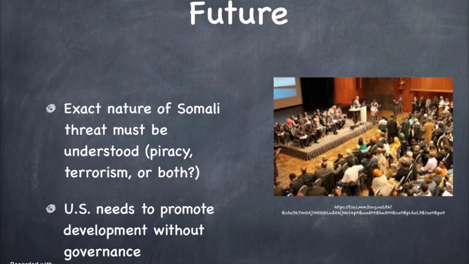To restore stability in Somalia, there needs to be a complete overhaul of U.S. foreign policy with regards to Somalia. The exact nature of the threat that Somalia poses to the United States' national security must be understood. For instance, piracy is prevalent in the weakly governed northern regions, and not in Somalia's anarchic south. A policy of constructive disengagement should be adopted.